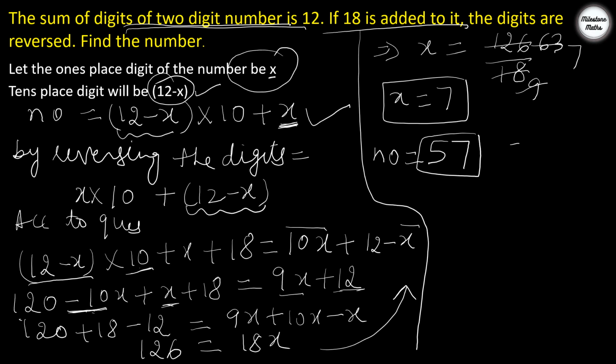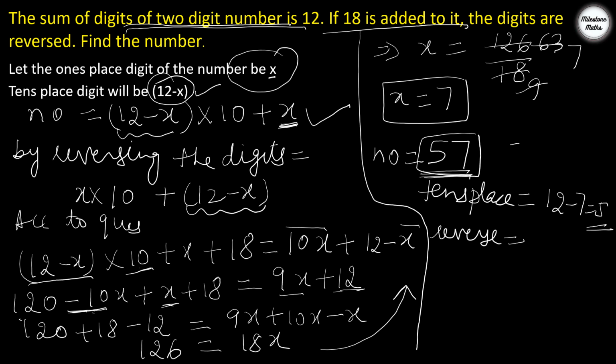Okay. Now let's see. This is the number we have got. See, I'll tell you here. Tens place digit is 12 minus 7. That is the reason we have got 5, right? So this is the number. Now you reverse the number. If you reverse the number, what will you get? 57 will be reversed, then it will be 75. Right? How you will get it? This is verification I am doing.